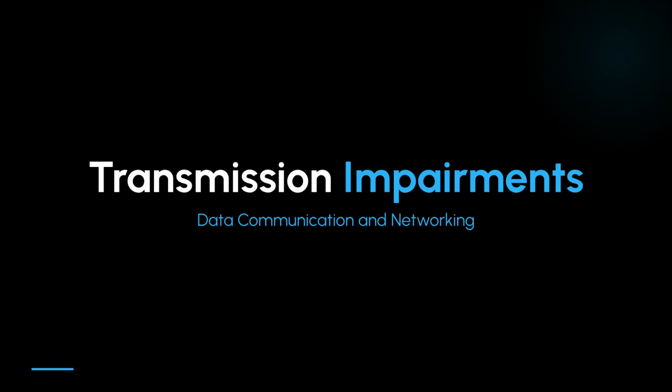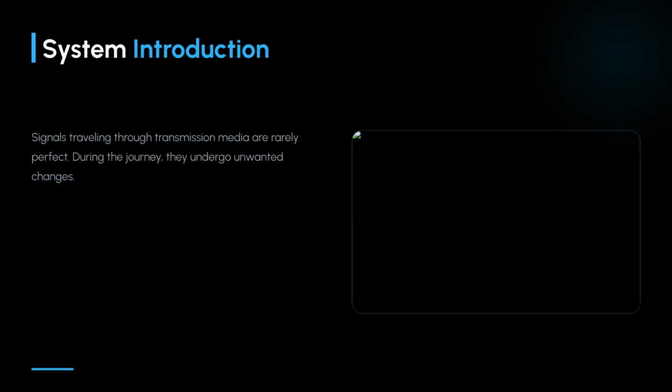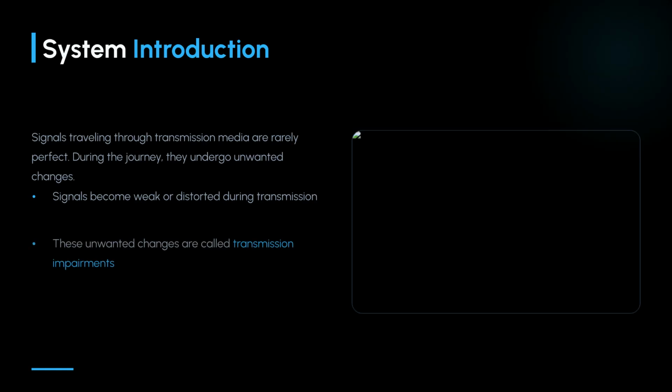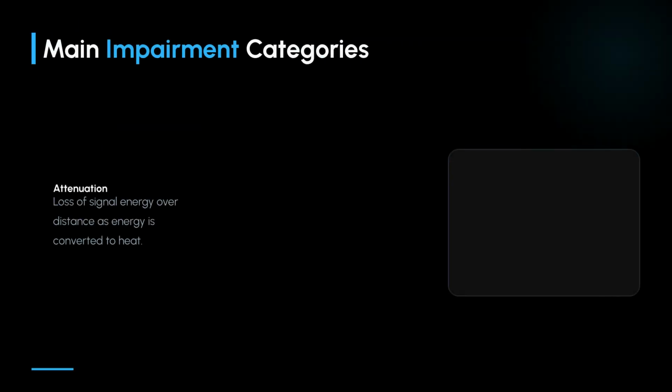Welcome to this video on transmission impairments in data communication and networking. We will explore the unwanted changes that affect signals during transmission. Signals traveling through transmission media often undergo unwanted changes, leading to weak or distorted signals. These unwanted changes are known as transmission impairments, which significantly reduce communication quality.